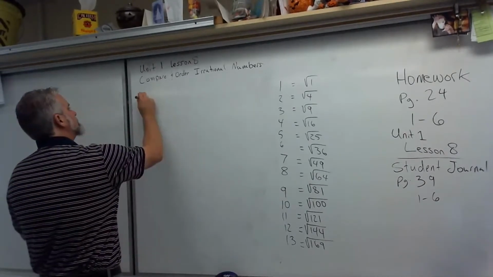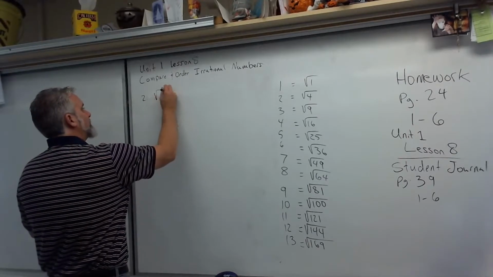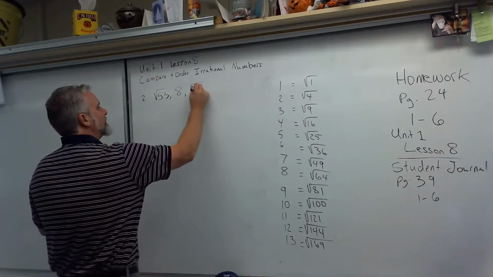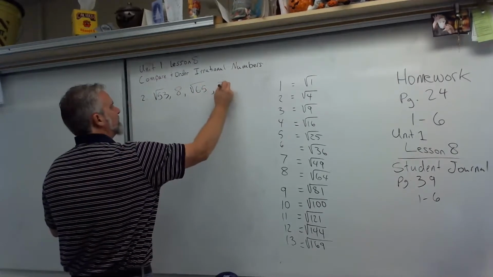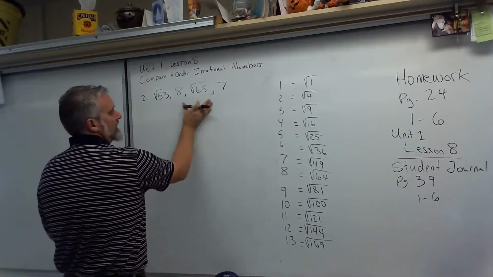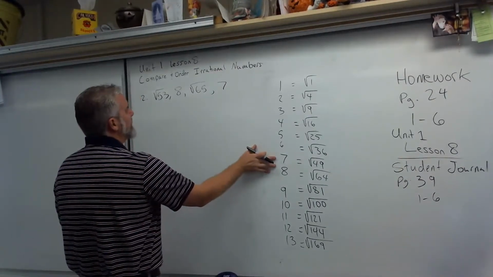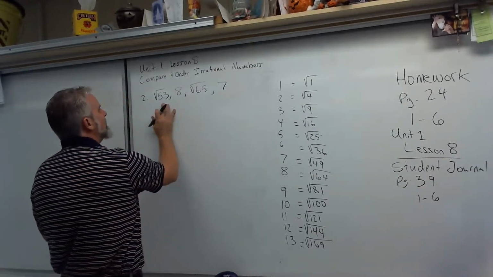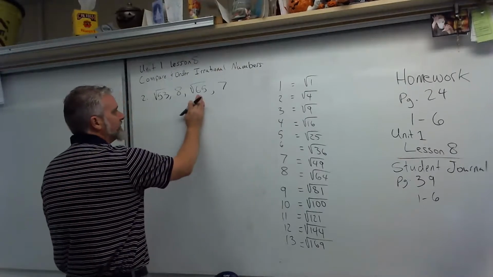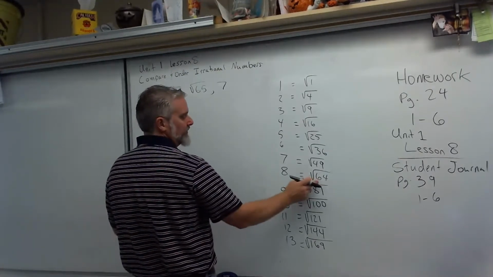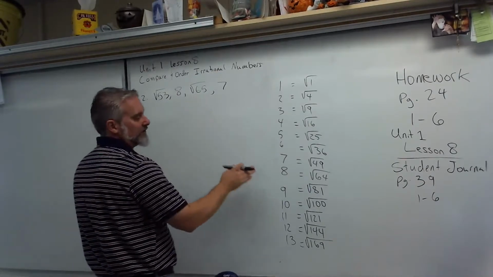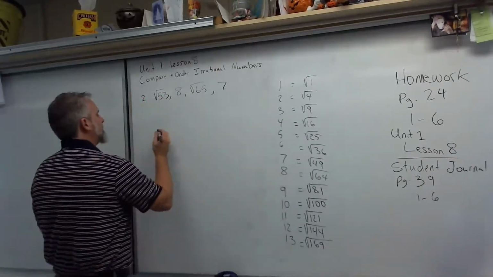Problem number 2. We have √53, 8, √65, and 7. So again, looking at our numbers, 7 and 8 gives us a range of 49 to 64. 53 falls within that range between 49 and 64, but 65 goes just over √64, which is 8, so √65 is going to be just a little bit more than 8.